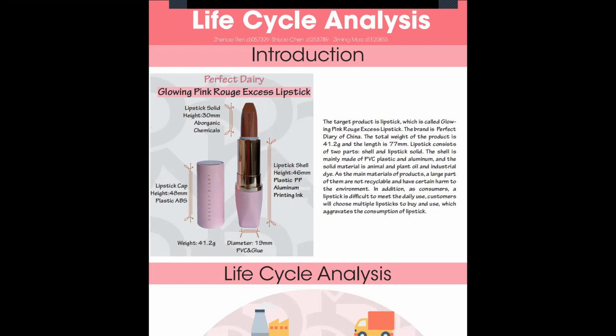The brand is Perfect Diary of China. The total weight of the product is 41.2 grams and the length is 77 millimeters. The product consists of two parts, shell and lipstick solid. The shell is mainly made of PVC plastic and aluminum, and the solid material of the lipstick is animal and plant oil and industrial dye.